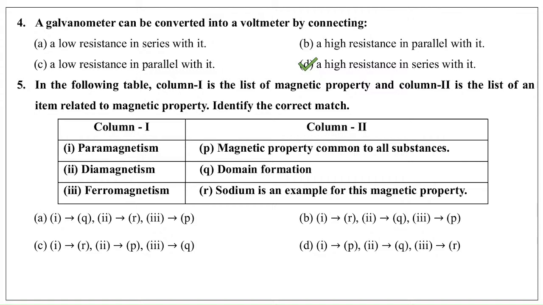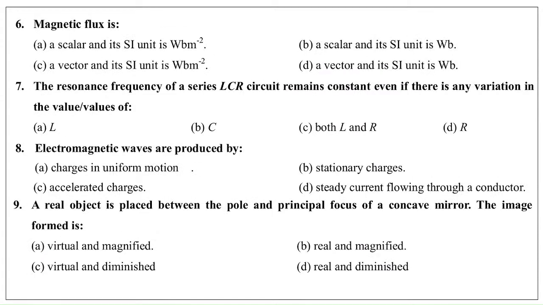Next. 5. In the following table, column 1 is the list of magnetic property and column 2 is the list of an item related to magnetic property. Identify the correct match. Answer is option C. 6. Magnetic flux is. Answer is option B. A scalar, and its SI unit is Weber.